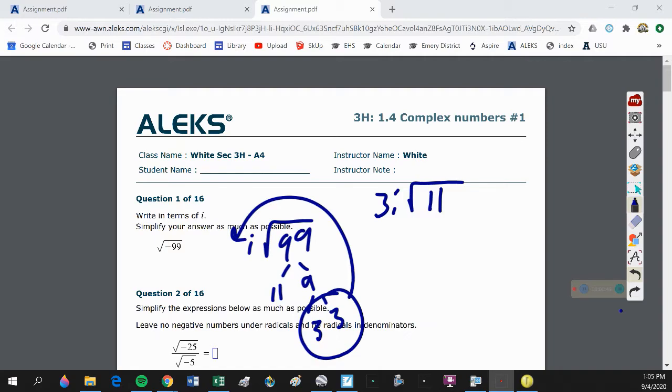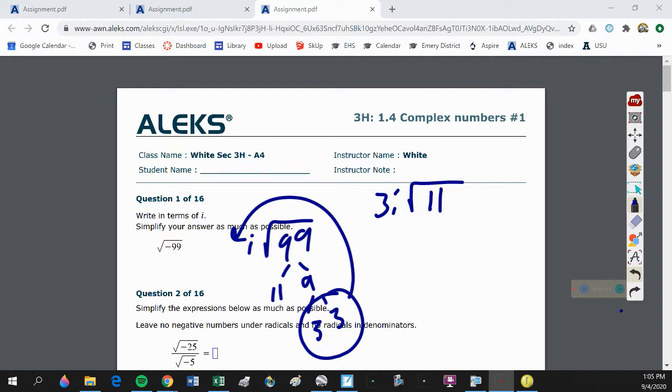Yes. And you're right, but I don't know that you quite get it yet. What we're doing is looking through and seeing, does 99 contain any perfect squares? What are the perfect squares? 4, 9, 16, 25, 36, and so on.